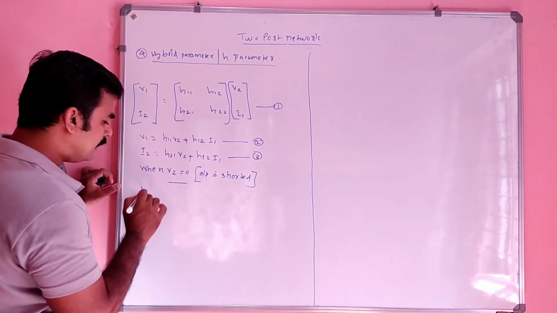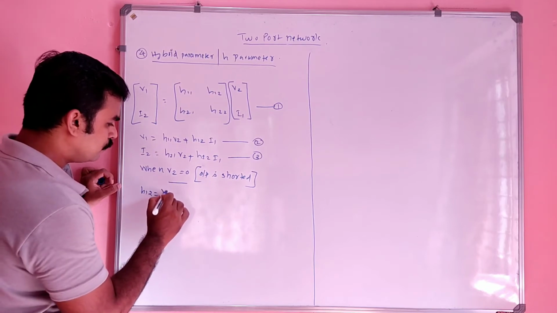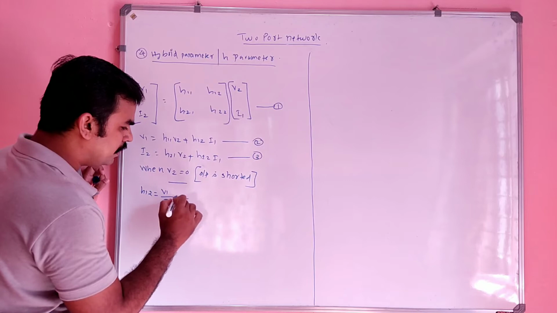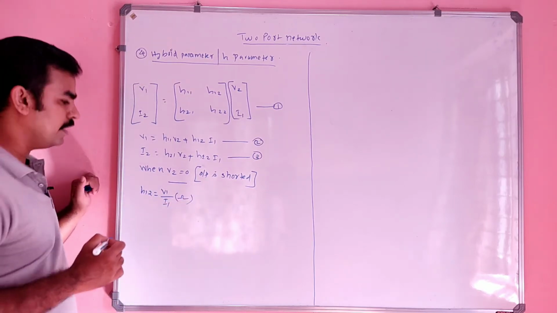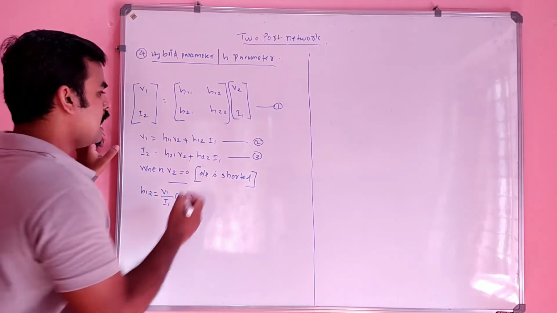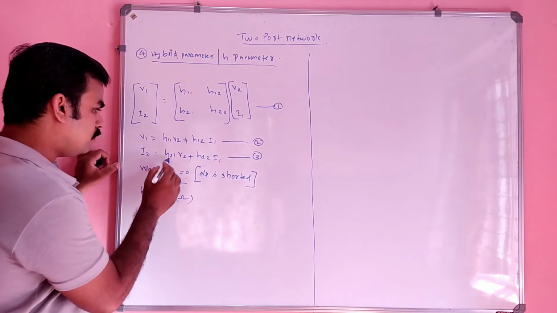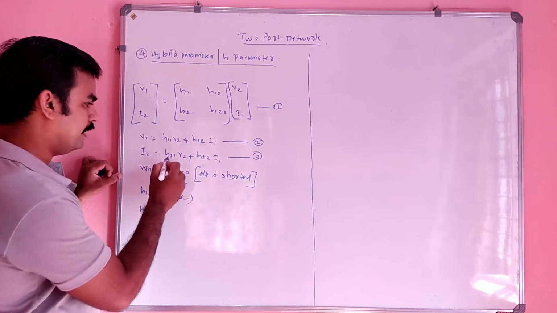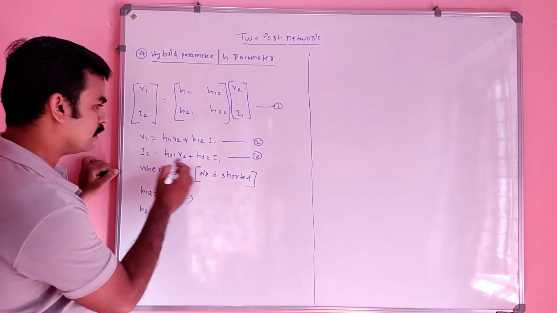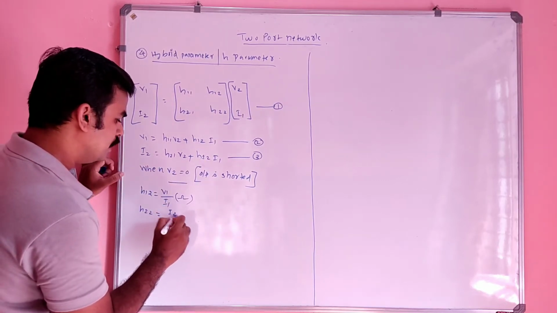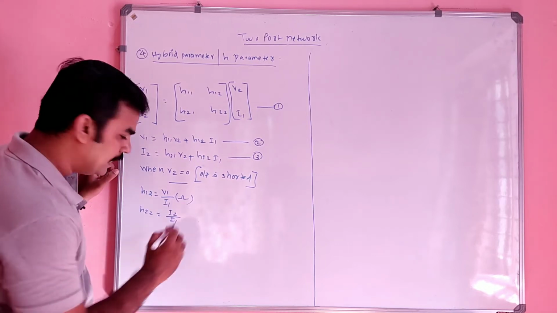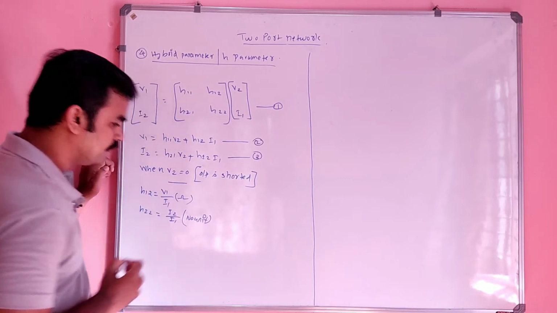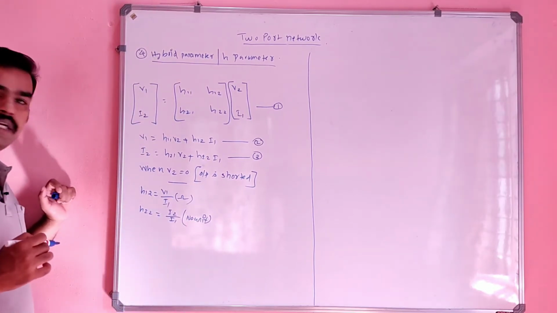H12 is equal to V1 by I1, correct or wrong? That V1 by I1 will be in ohms, right? Because it is an impedance. And in the next equation, when V2 is equal to 0, H22 will be equal to what? H22 means I2 by I1, correct or wrong? I2 by I1, which has no unit, right? It is a unitless quantity. So that is the condition for V2 equal to 0.